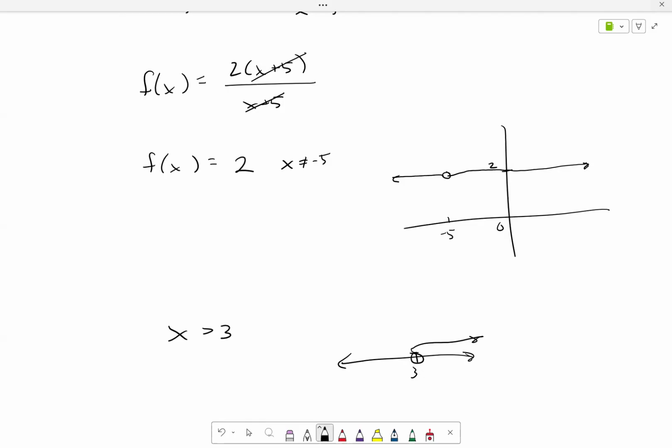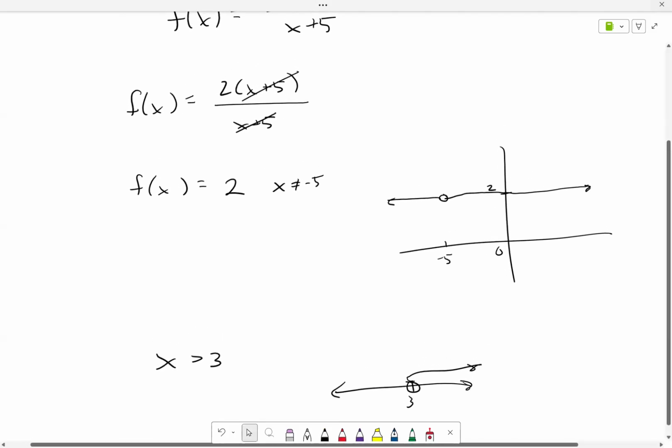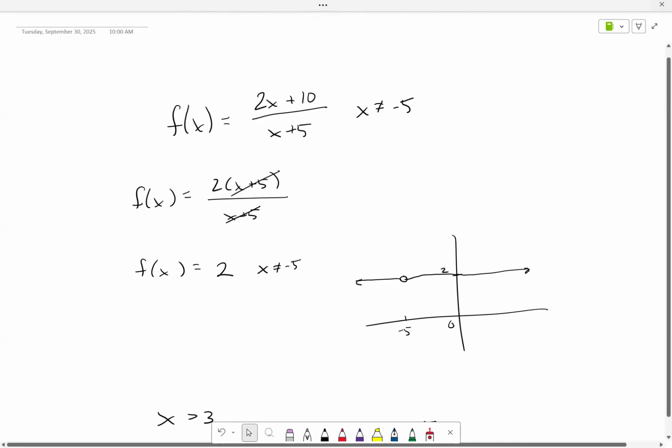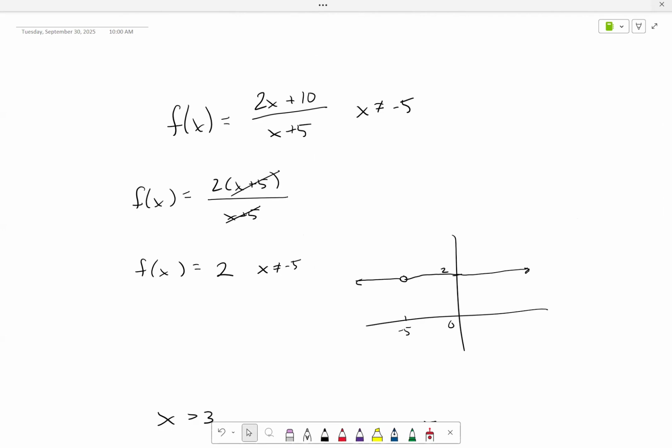Everywhere else, whatever you plug in, it would be equal to 2. Let's see, is that true? If you plug in a 10, you get 30 over 15. If you plug in -1, not -5, you get 8 over 4. But if you plug in -5, you just can't. You get 0 over 0, which is not any particular value. That's why we need to have that hole there. So we are going to be discussing those today.